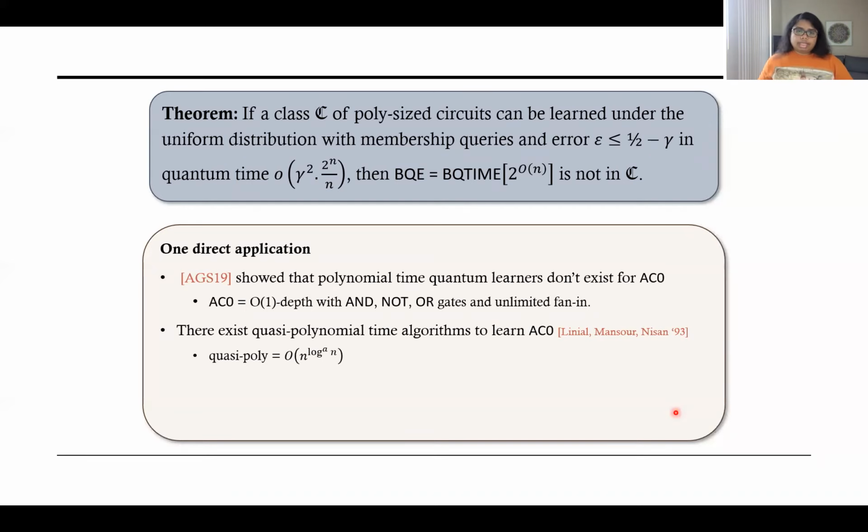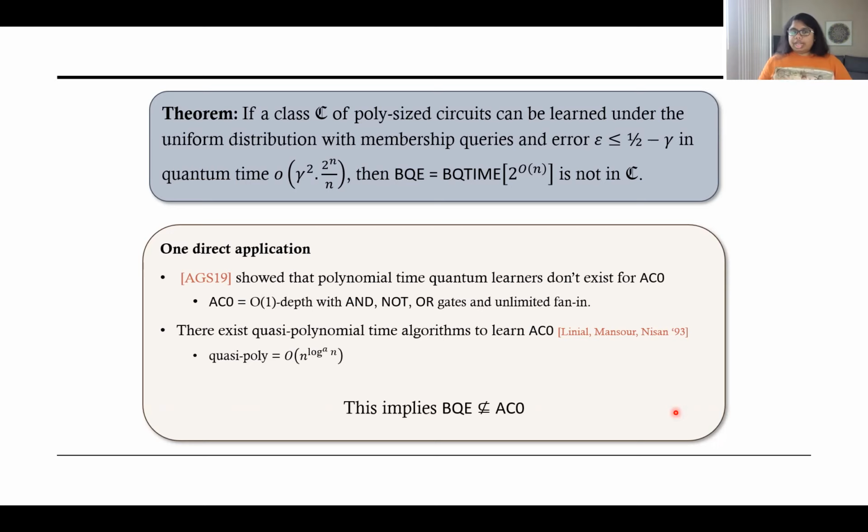So in some sense, this is not telling us what happens with exponential time learners for this class. But the consequence is that because you have non-trivial learners in this case, it essentially implies that BQE is separated from AC0.